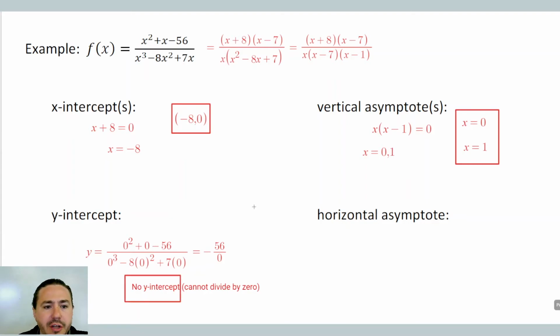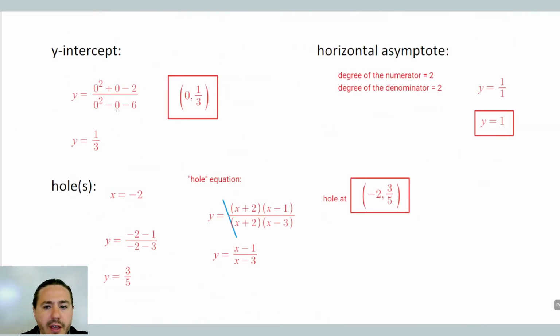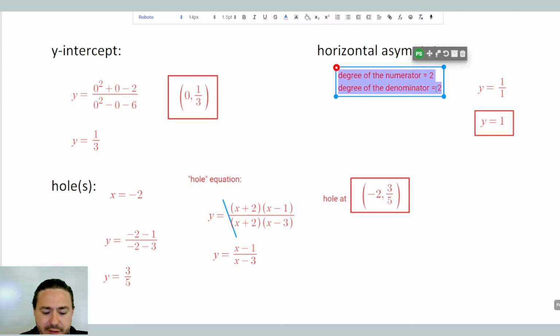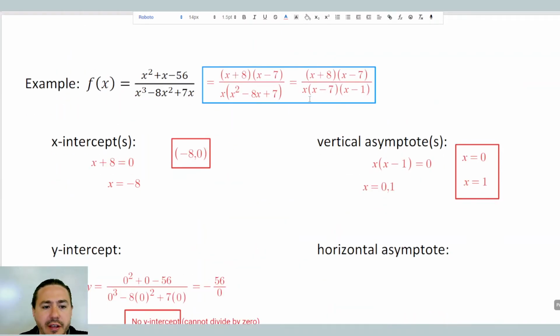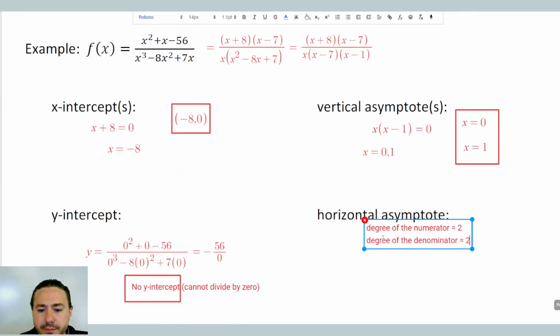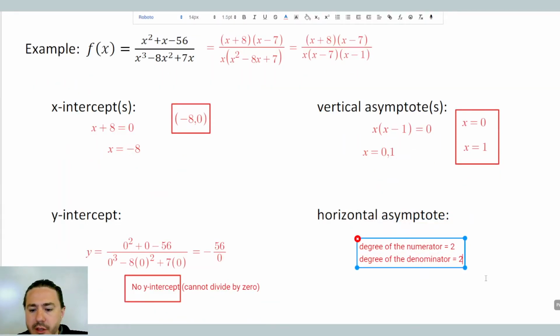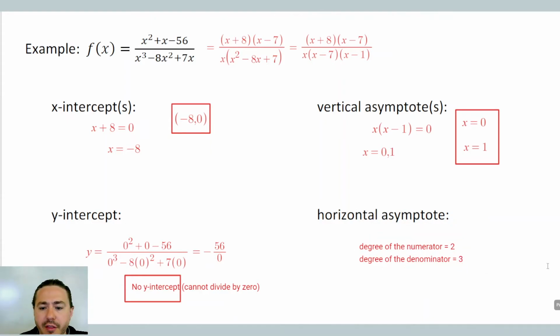For the horizontal asymptote, we're going to take a quick look at the degrees. The degree of the numerator here is 2, and the degree of the denominator is 3. So since the degree of the denominator is bigger, the horizontal asymptote is going to happen at y equals 0.